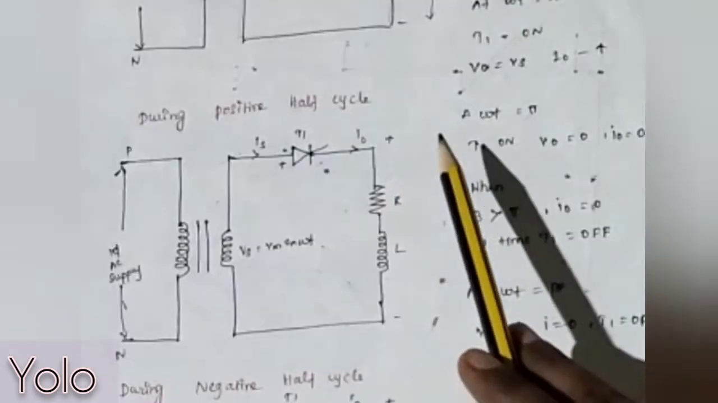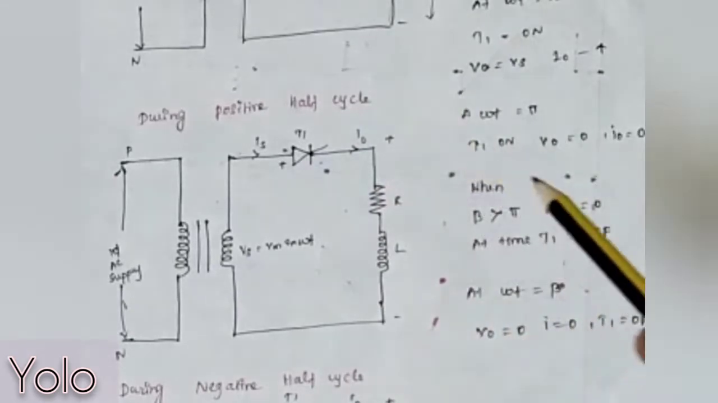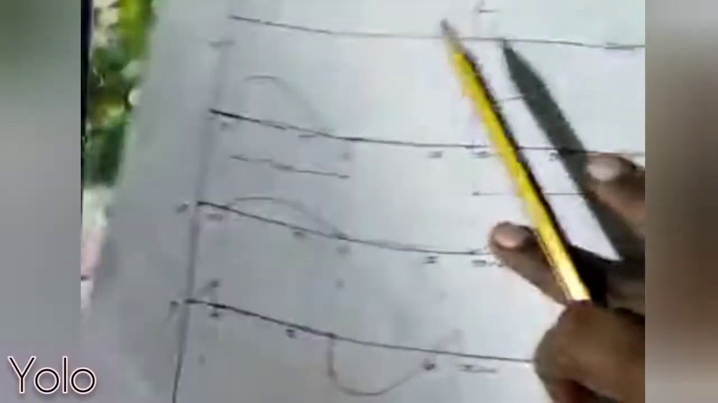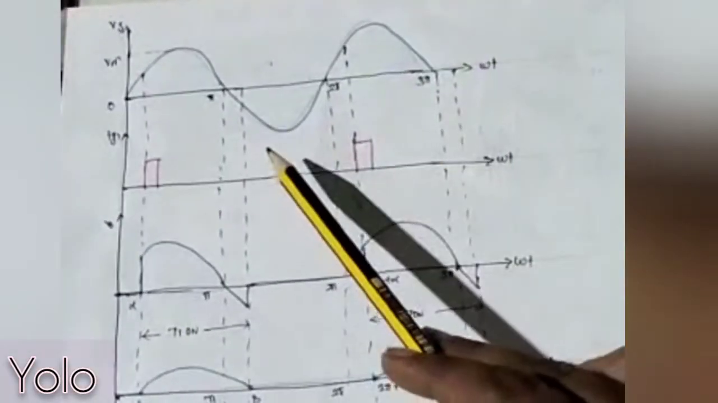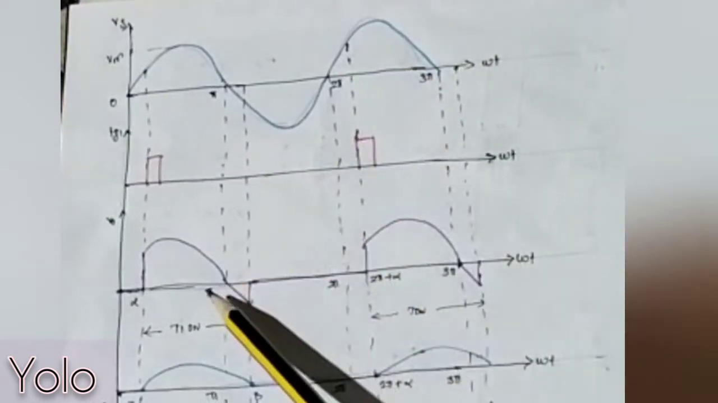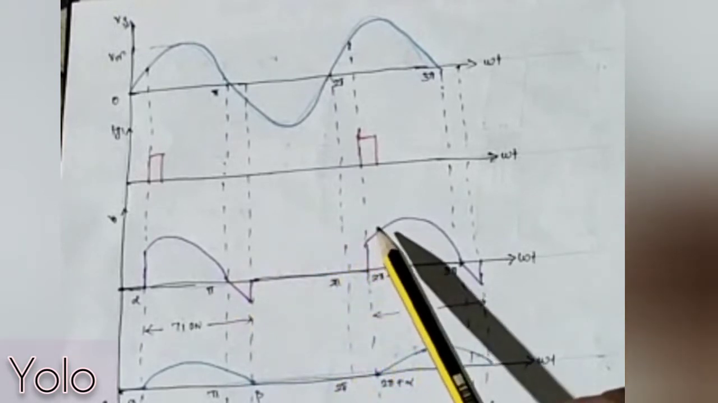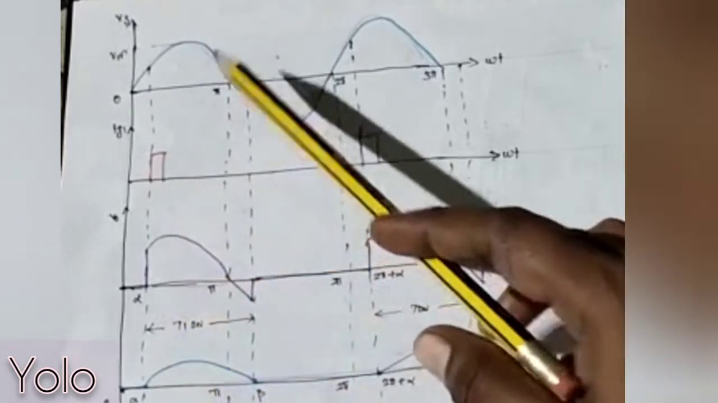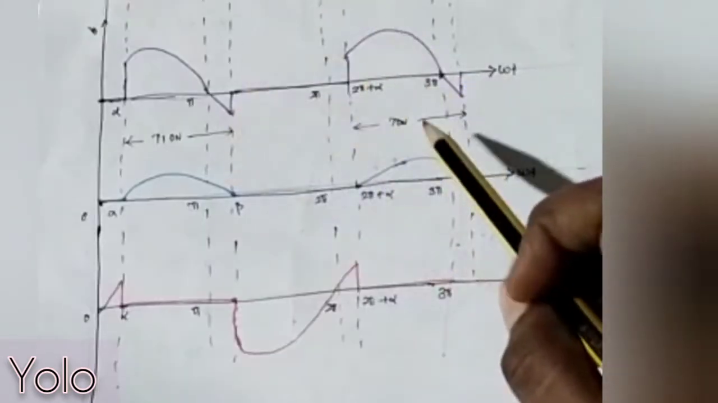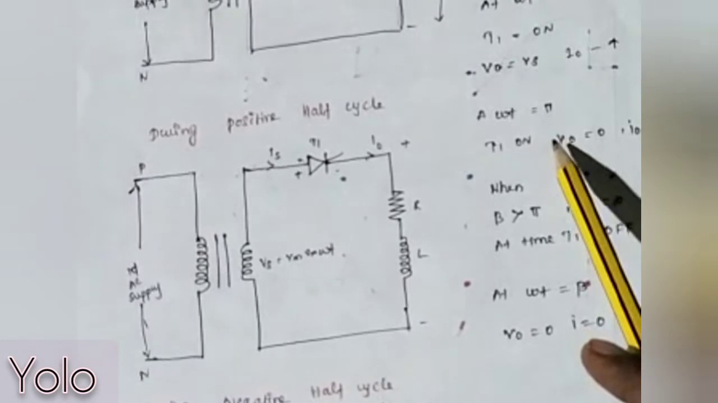But the inductance L forces the load or output current I0 to rise gradually. After some time, I0 reaches a maximum value and then begins to decrease. At omega t equal to pi, V0 is 0 but I0 is not 0 because of the load inductance L. At omega t equal to pi, the SCR is subjected to reverse anode voltage but it will not be turned off as the load current I0 is not less than the holding current.